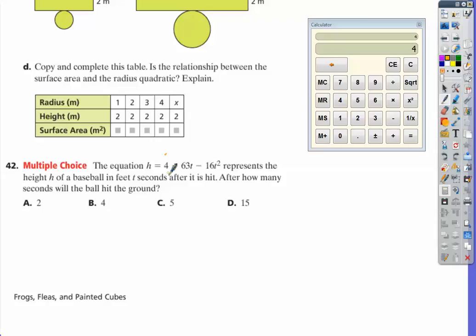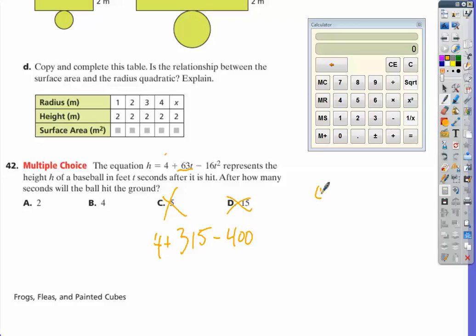So we know the initial velocity is 63. That's going to make 15 seconds seem a little bit high, so I'm going to try 5 seconds. So we have 63 times 5, which is 315. Then we have 5 squared, which is 25, times 16. Well, apparently it's underground after 5 seconds, so that's not it. That obviously makes that not true.